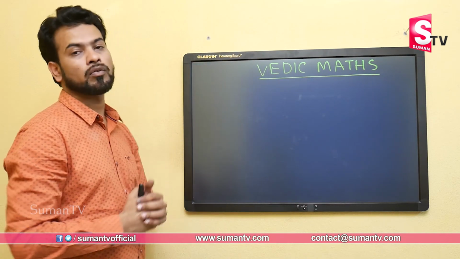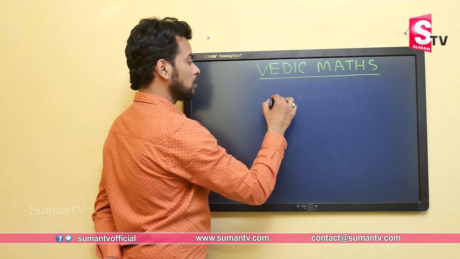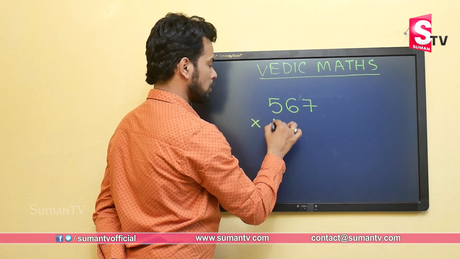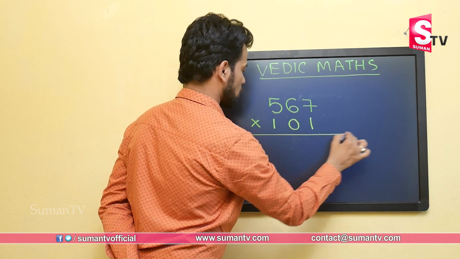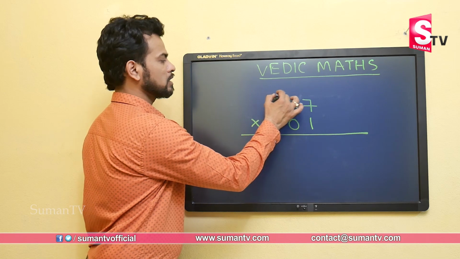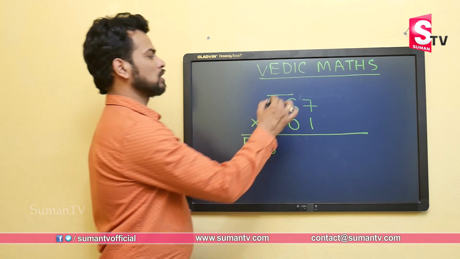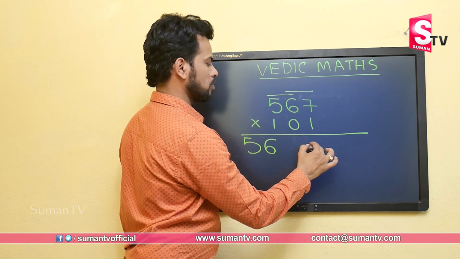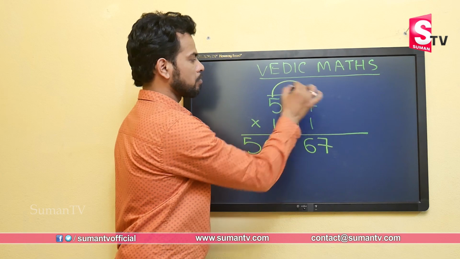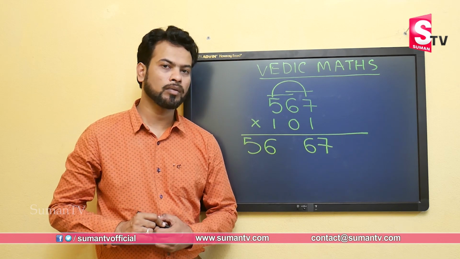Continuing with multiplication with 101, we will take a different kind of example. Let's take the example 567 multiplied by 101. Okay? So as I told you, the left side answer will be the left side 2 digits, that is 56. So we will place 56 here. The right side 2 digits are the right side answer, so we will place 67 here. Now coming to the middle answer, that is 5 and 7. If we add 5 with 7, 5 plus 7, that will be 12.